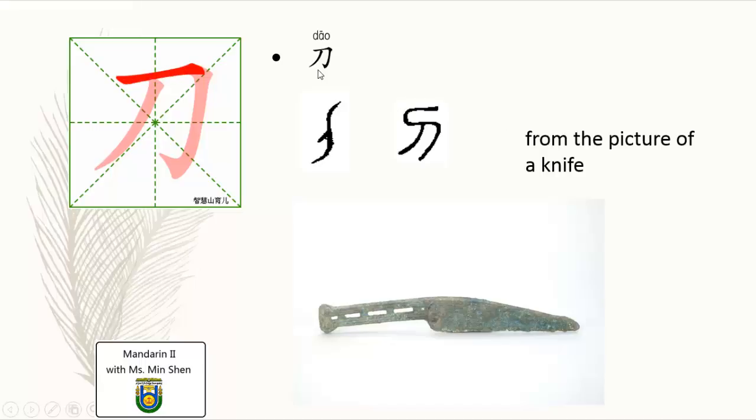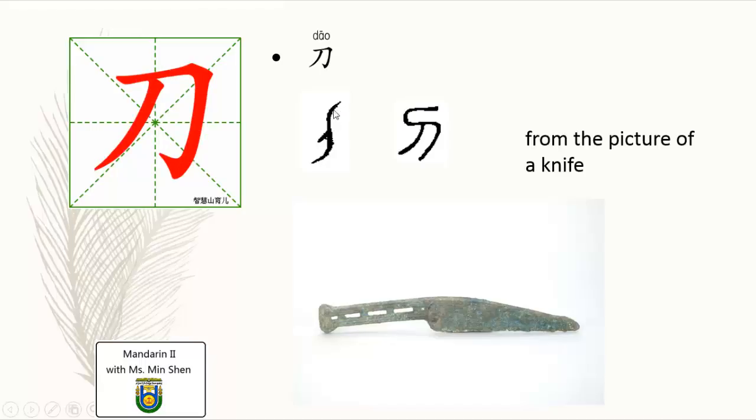Dao, from the picture of a knife, and today it still means knife or dagger. So we can see this is a picture of an ancient dagger, which was buried in an ancient tomb and is now displayed in a museum. And you can see the picture, right? The very early Chinese character, the pictographic character.